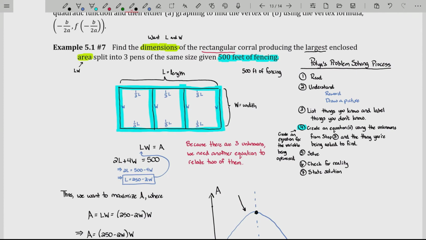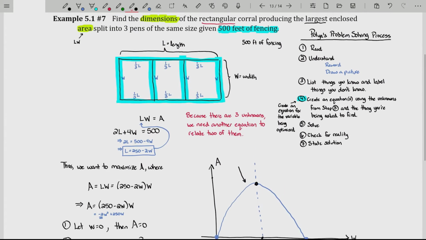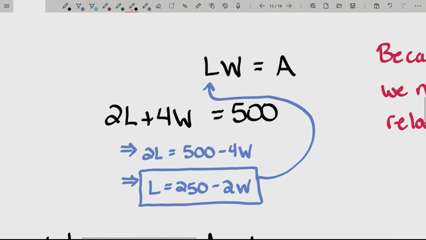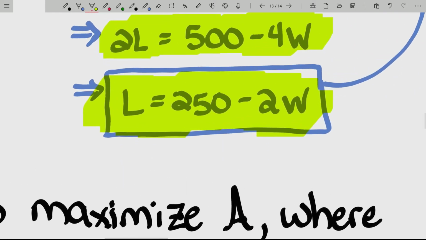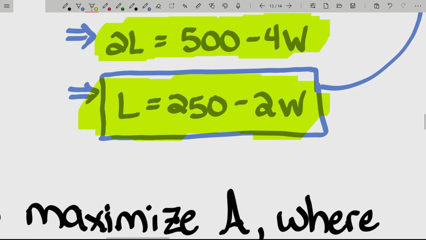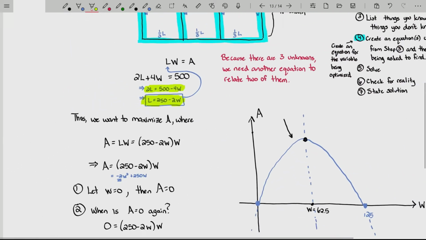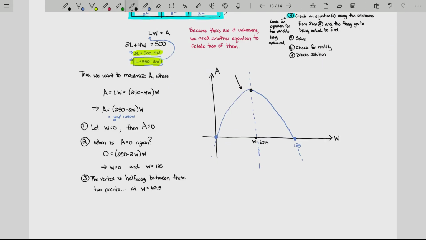And we know we have the largest enclosed area when width is 62.5. Now our only thing we need to find from there is what's the length. Luckily, I have a formula relating length and width right here. Actually, I could technically use this guy right here. So I'm going to use this formula to help me find what the length is for that corresponding width. I'll zoom out and I'll just mention it down here.